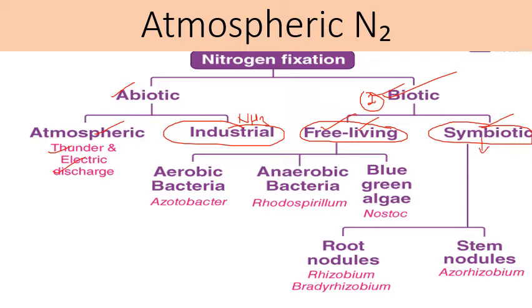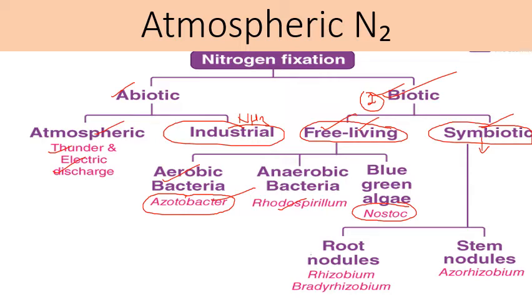In free living nitrogen fixing microbes, it include aerobic bacteria. It means they require oxygen for their metabolism, like we have Azotobacter. Anaerobic bacteria include Rhodospirillum. Then we have blue-green algae which include Nostoc, Anabaena, etc.